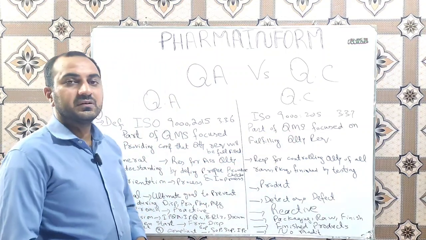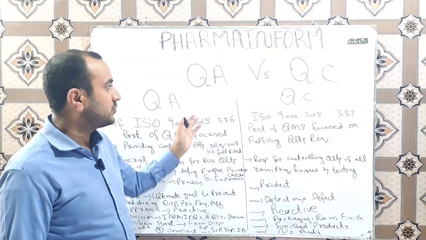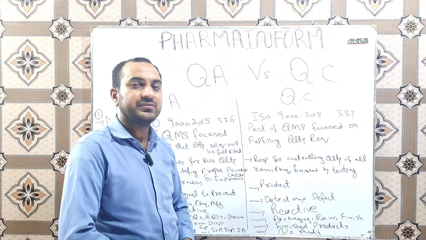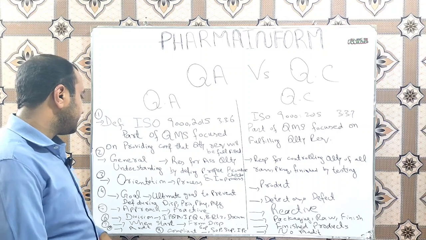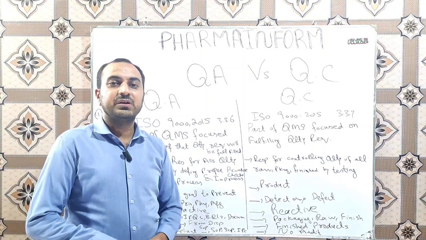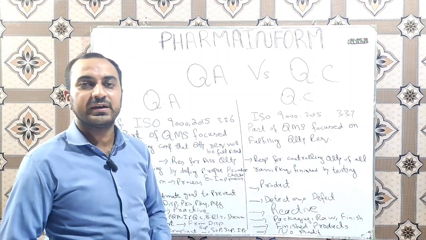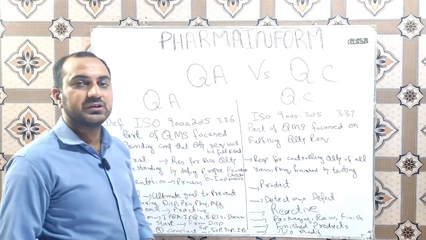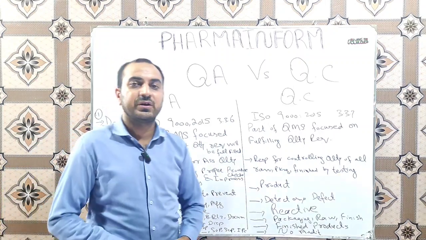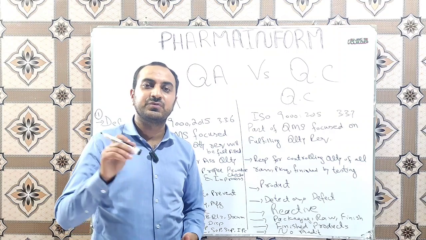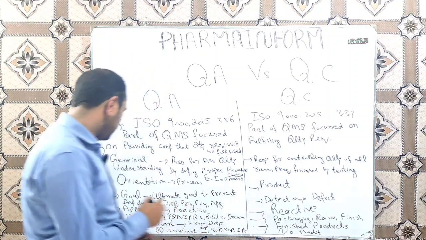The next one is approach. Quality assurance has a proactive approach and quality control has a reactive approach. The next one is division. Mean, quality assurance is further divided into departments like IPQA, IPQC, batch release, documentation department, and quality control is divided into raw material testing, finished products testing, packaging material testing departments.